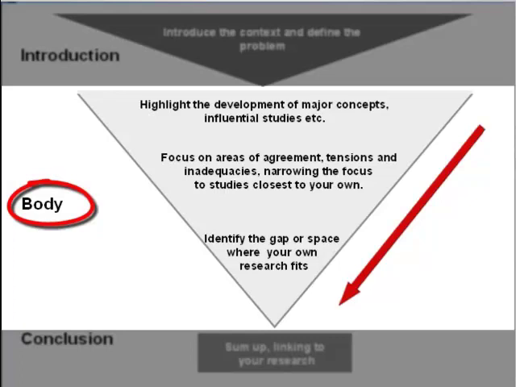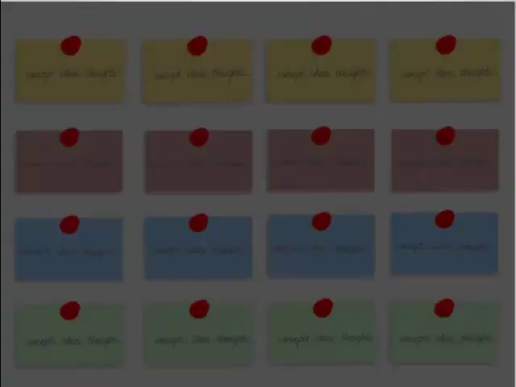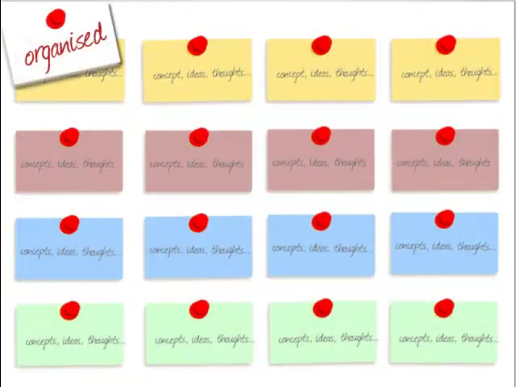One of the hurdles we have to overcome is to decide how to structure the body so that it tells the story of the literature that's relevant to your study in a clear and logical way, and we'll discuss this in a moment. The first difficulty most writers have is to move from the chaos resulting from copious amounts of literature to an organised piece of writing that flows clearly.